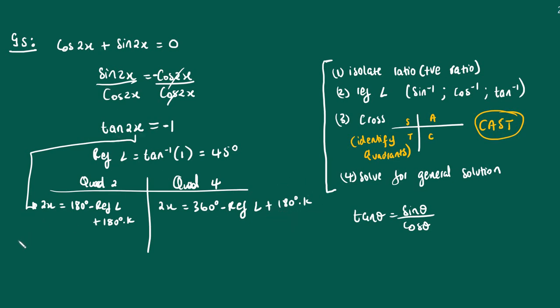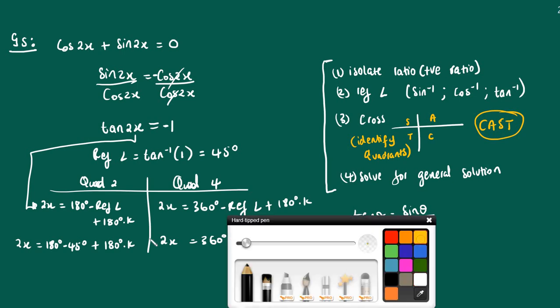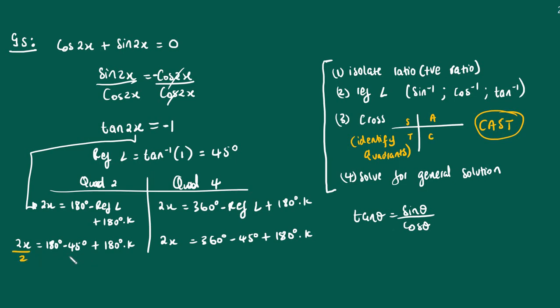Then now you have 2x being equal to 180 minus 45 as the reference angle, and then you have 180 degrees times k. Then here you're gonna have 360 minus 45, which is the reference angle, plus 180 degrees times k. Then you can divide everything by 2.